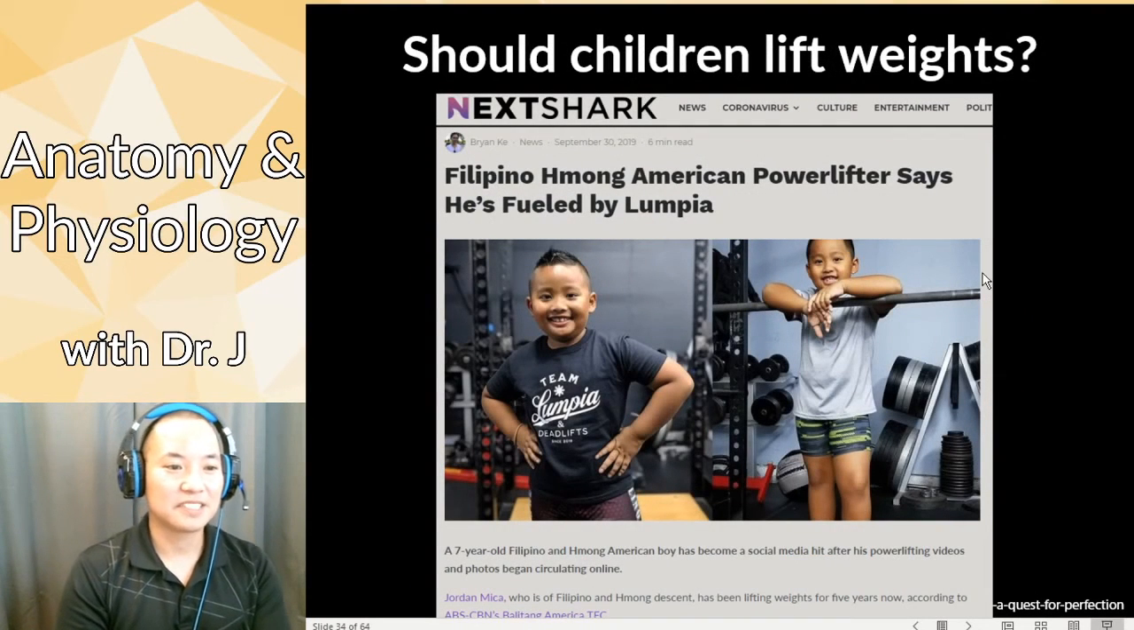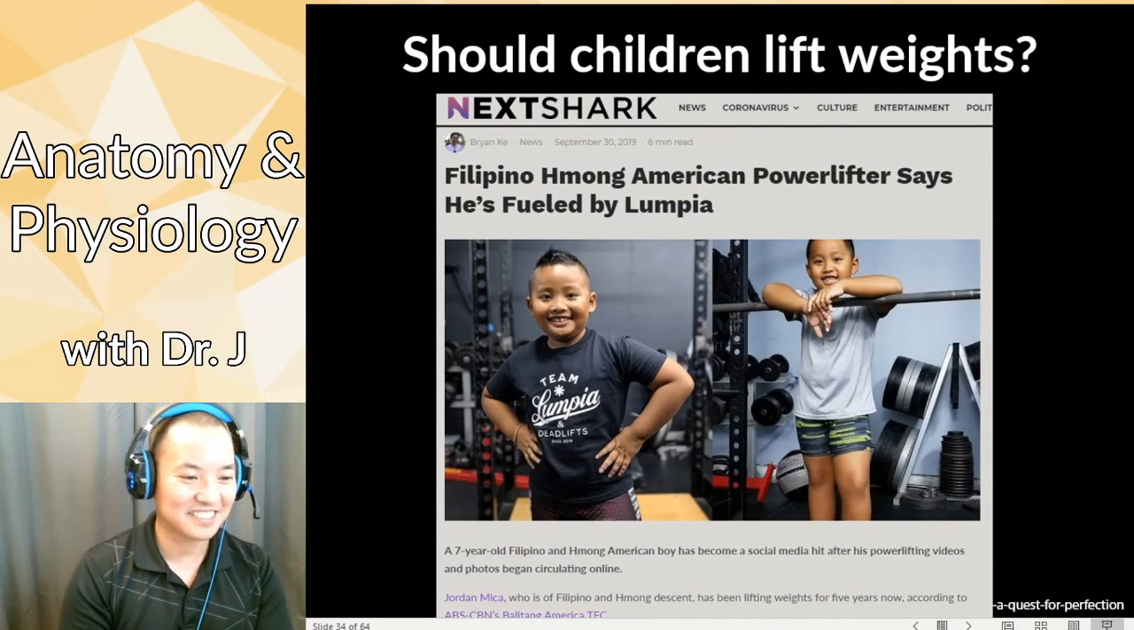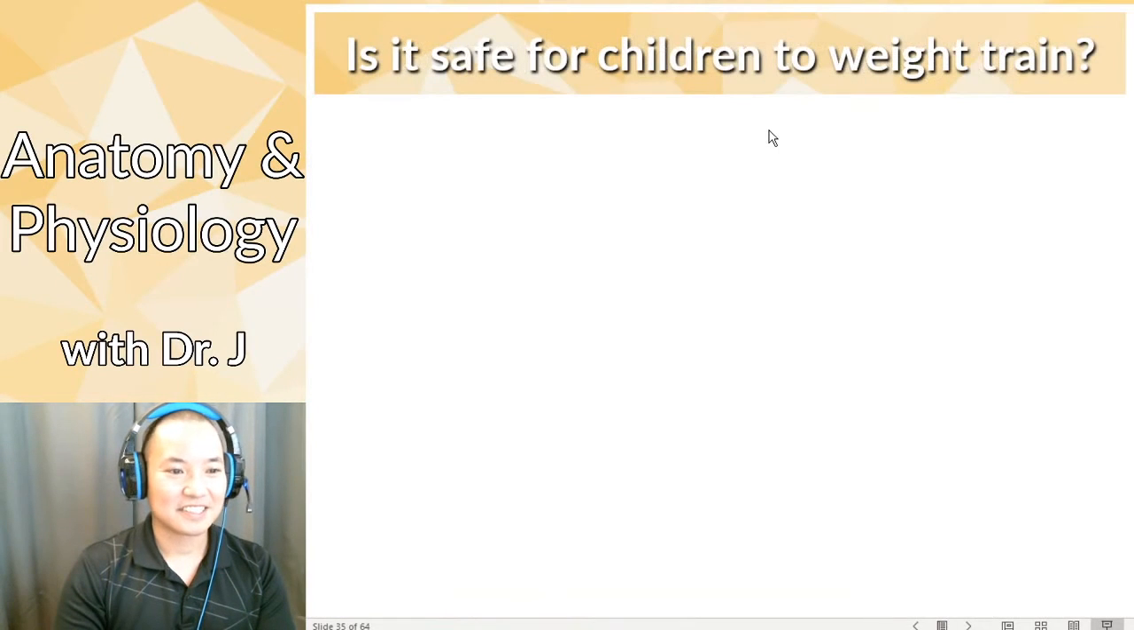So back to our question, should children lift weights? I love that t-shirt, but this is why it's often debated. I haven't gone to bodybuilding.com, but I'm pretty sure that debate is still raging today. So then, is it safe for children to weight train?